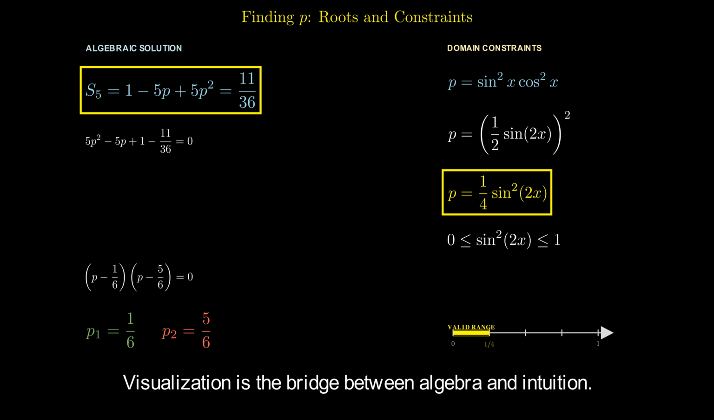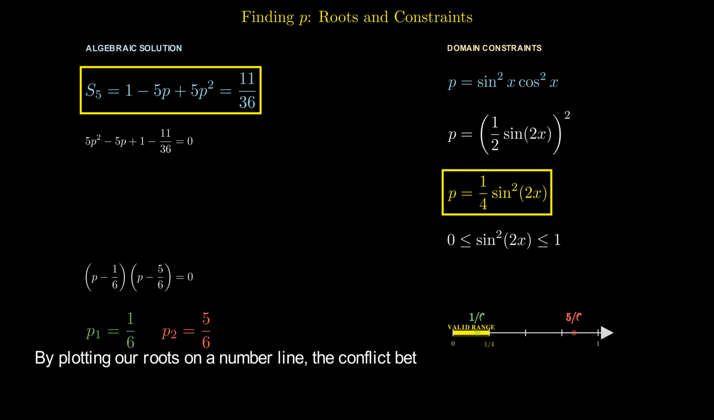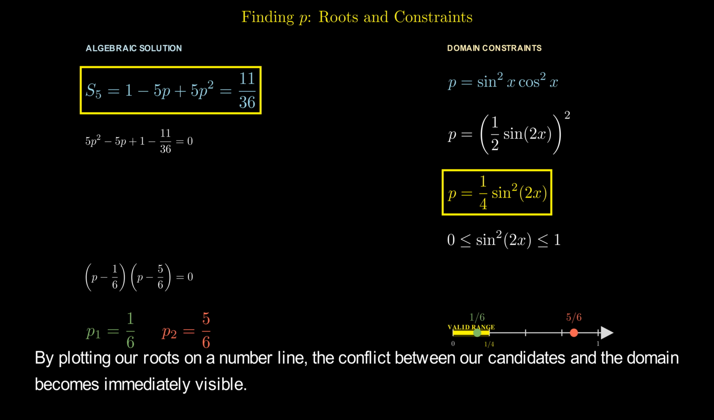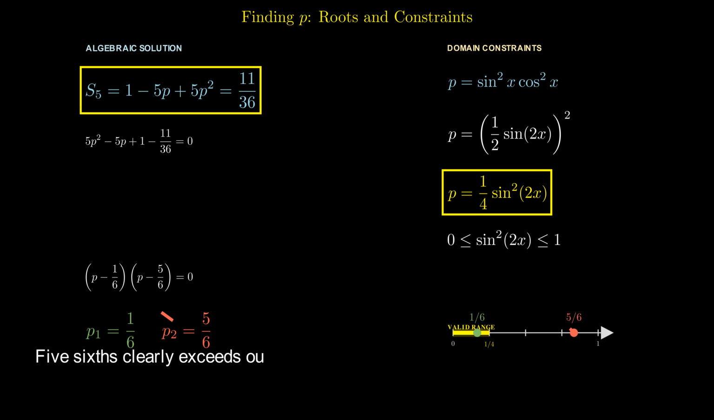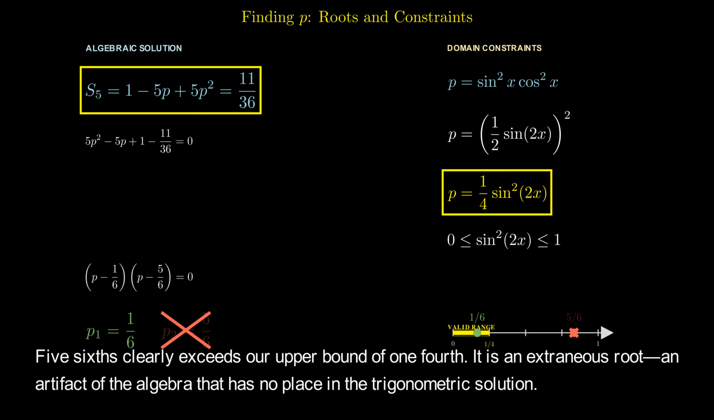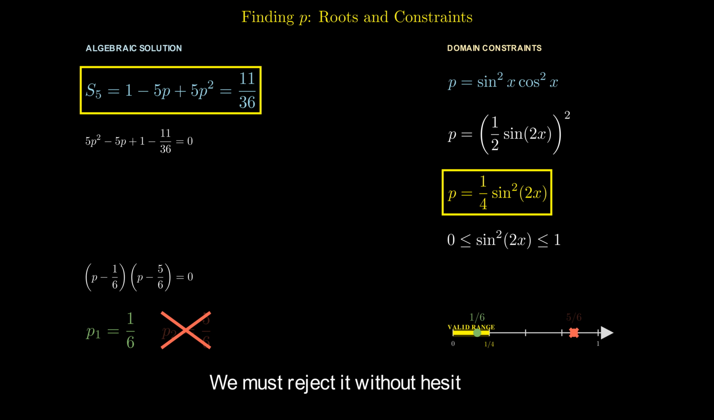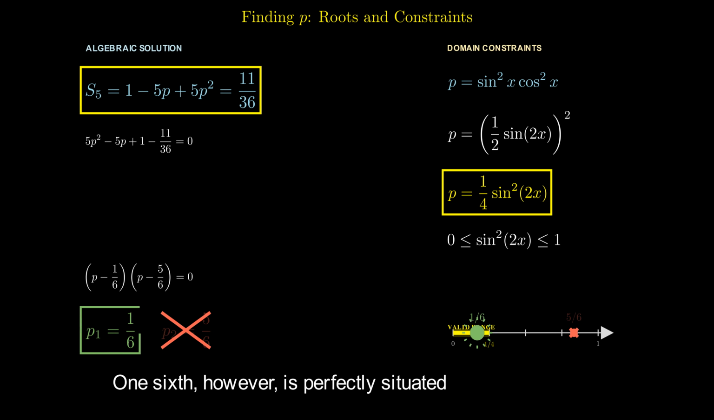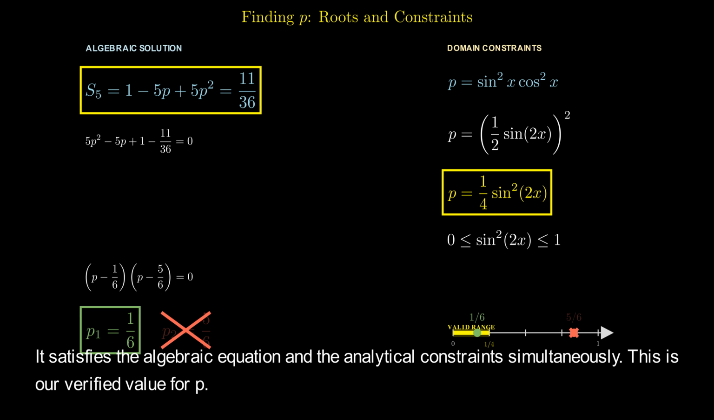Visualization is the bridge between algebra and intuition. By plotting our roots on a number line, the conflict between our candidates and the domain becomes immediately visible. 5/6 clearly exceeds our upper bound of 1/4. It is an extraneous root, an artifact of the algebra that has no place in the trigonometric solution. We must reject it without hesitation. 1/6, however, is perfectly situated within the bounds. It satisfies the algebraic equation and the analytical constraints simultaneously. This is our verified value for p.